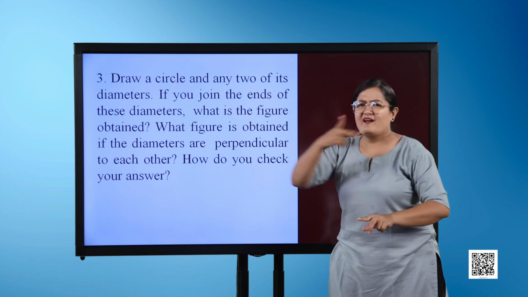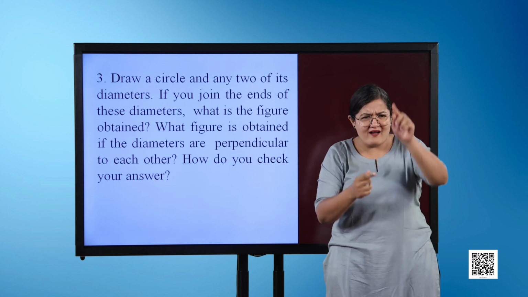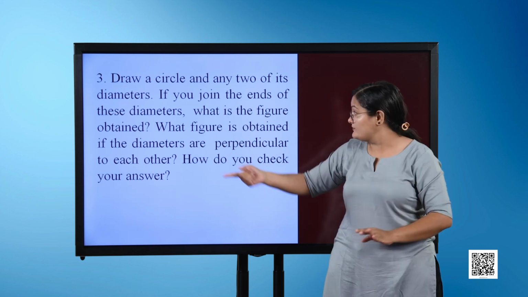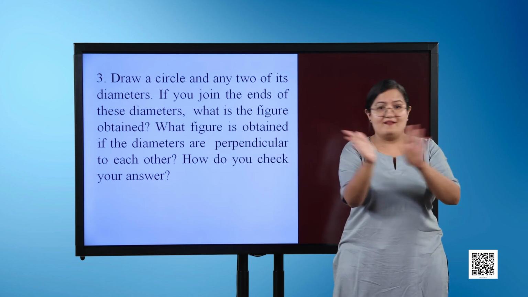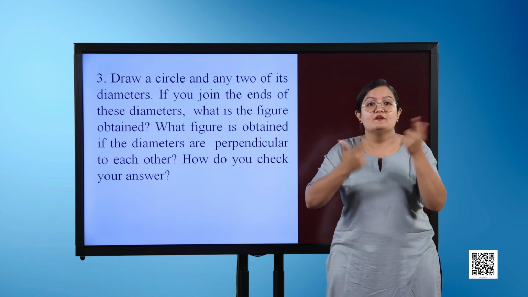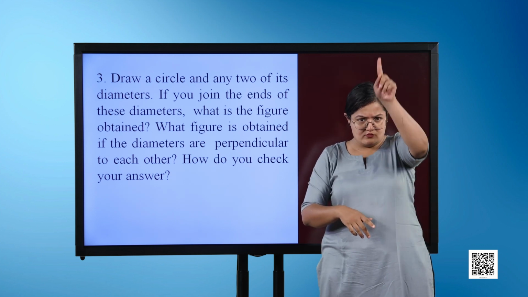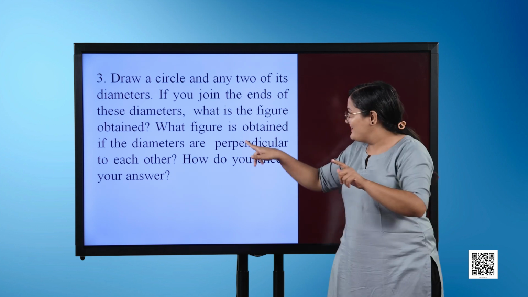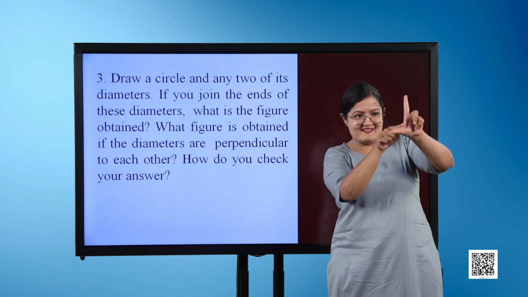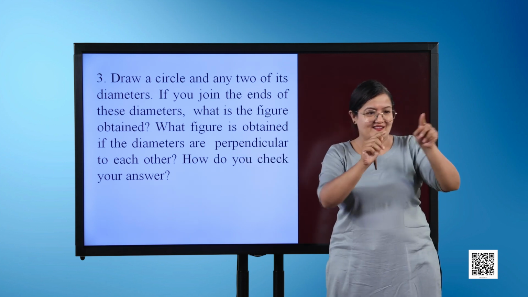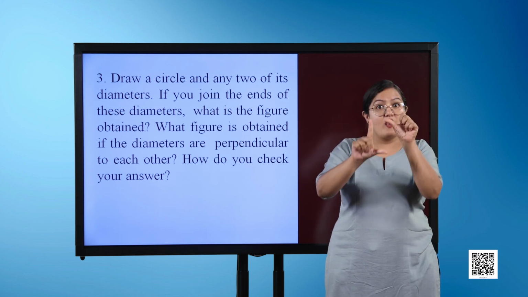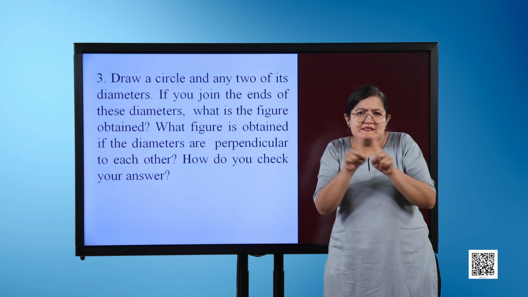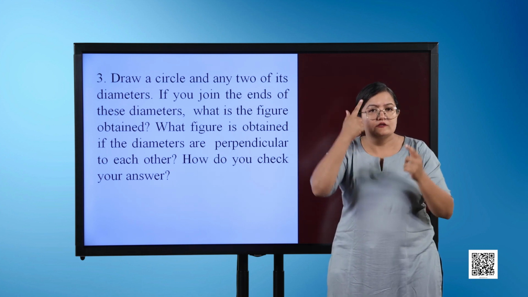If you join the ends of these diameters, what is the figure obtained? What figure is obtained if the diameters are perpendicular to each other? How do you check your answer?